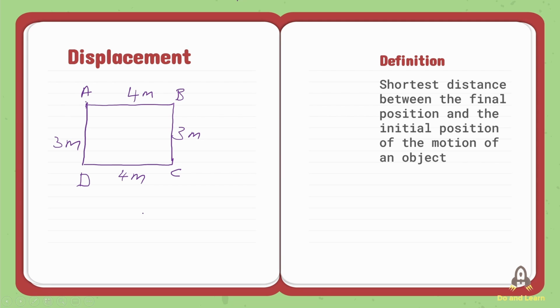So let us discuss what is displacement and what is the difference between displacement and distance. Let us take distance as S and displacement as D. This is for distance, this is for displacement. Let us consider one person is moving from the point A.